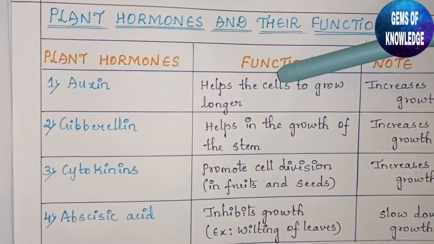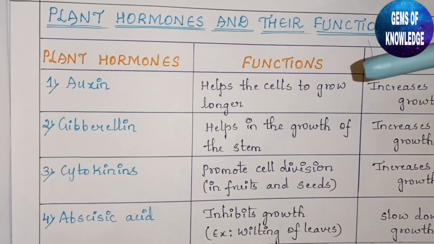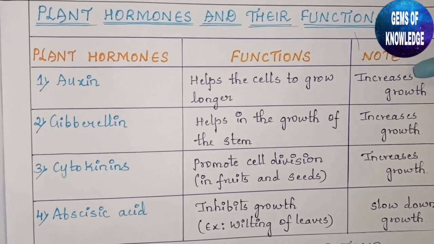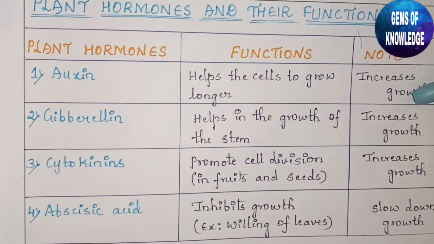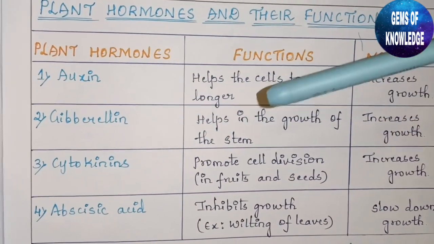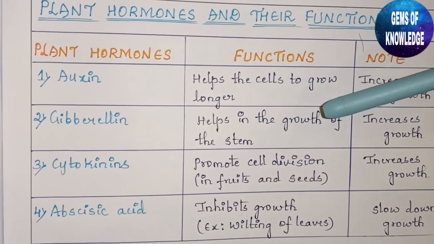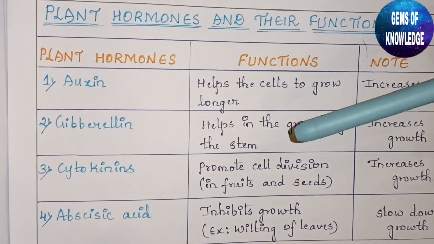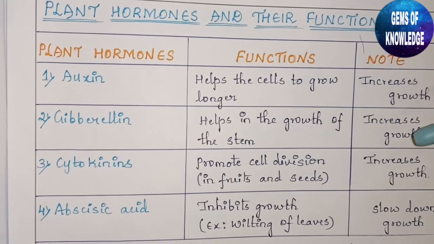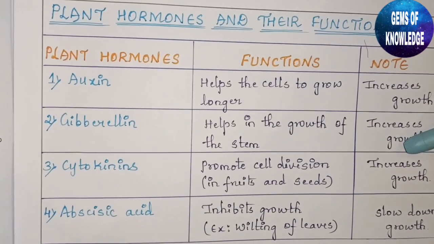Okay, growth of the cell to grow into the longer plant. So what happens is it increases the growth of the plant overall. Okay, second one is gibberellin. What it does, it helps in the growth of the stem of the plant. So whatever the stem of the plant is, it helps in the growing of that stem. Here also it increases the growth.